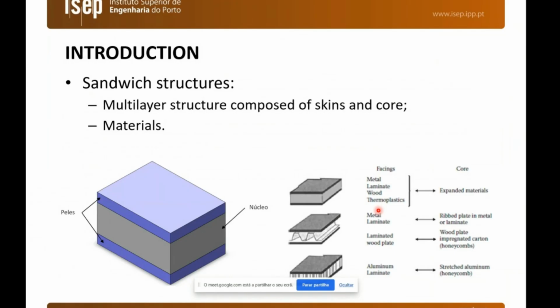And we can also have different types of cores such as expanded materials. In this work in particular, we are going to have a PMI foam. We can also have riveted plates in metal or corrugated plates. We can have wood plates, and finally we can have stretched aluminum, for example, as a honeycomb pattern.